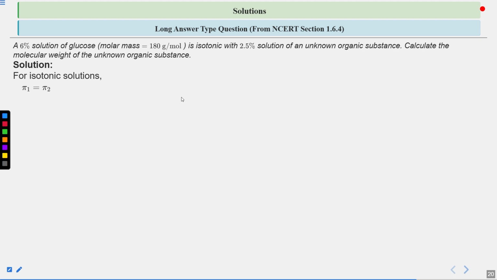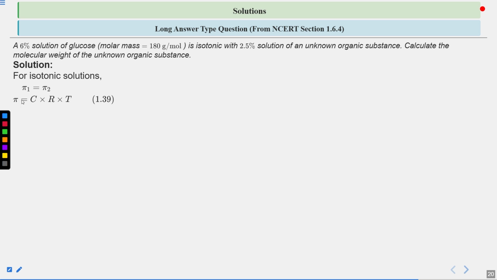So osmotic pressure is iCRT, right? C is the concentration. So for the isotonic solutions, Pi 1 will be equal to Pi 2. Pi represents the osmotic pressure. As I said, the osmotic pressure formula is iCRT, where i is the van't Hoff factor, C is the concentration, R is the gas constant, and T is the temperature. Everything is constant, C is variable. So if the osmotic pressure is equal for the isotonic solutions, their concentration will also be equal.